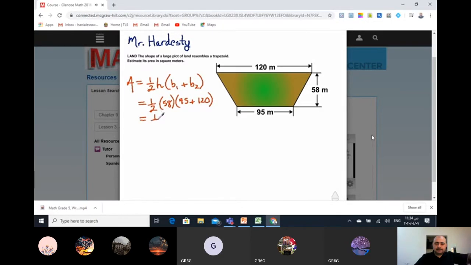Now we'll simplify. First we'll take the sum in parentheses, and that sum is 215. And now we'll multiply 1/2, 58, and 215 and get 6,235. So our estimate for this large plot of land would be 6,235 square meters for its area.